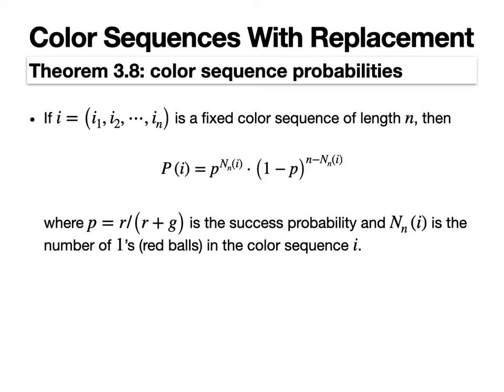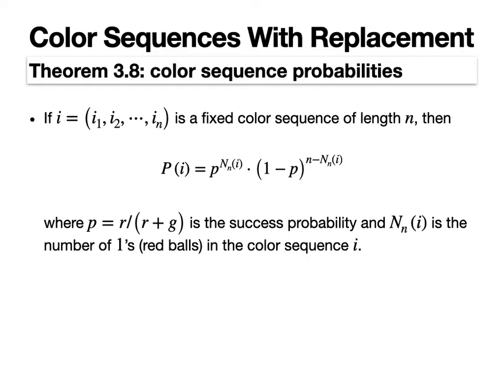And if you work through the discussion questions in the last set, this theorem will come as no surprise to you. If you have a specific color sequence, which I'm denoting here by I, so that's going to be a sequence of zeros and ones of length n. I'm just calling I1 the first element of that sequence, I2 the second element, and so on. If that's a fixed color sequence of length n, then the probability that that sequence occurs is actually expressed in terms of the success probability as follows.